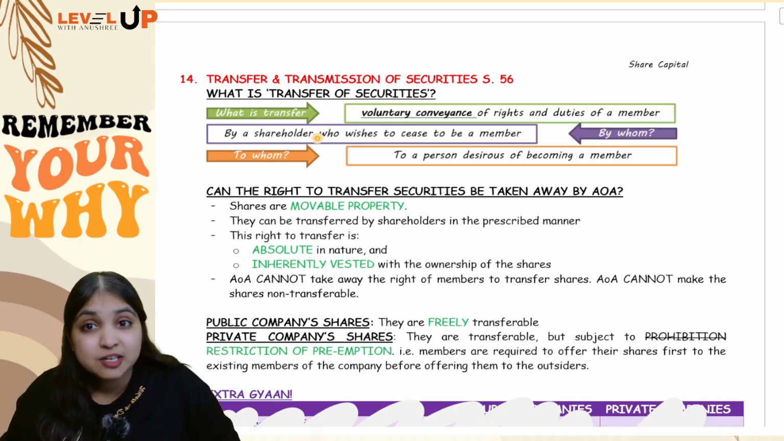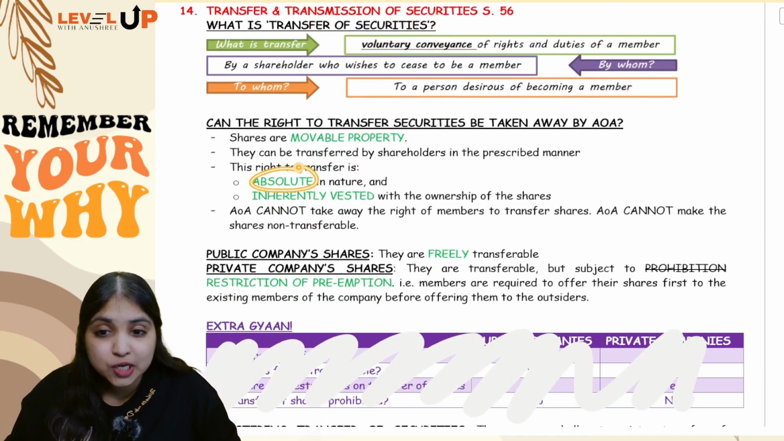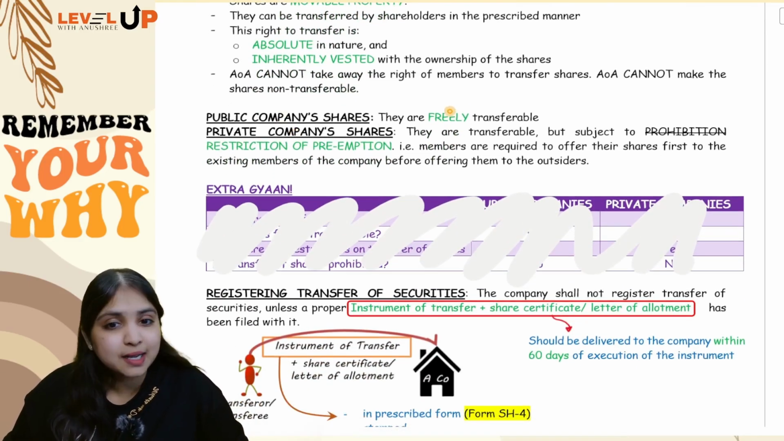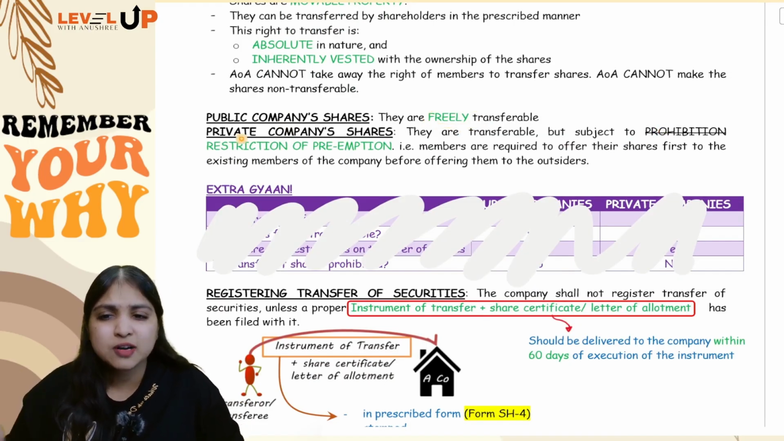Now can shares be transferred? Yes, they are movable, they can be transferred. The right to transfer is an absolute right, it's an inherent right. AOA cannot take away this right from us. If it's a public company, shares are freely transferable. In a private company, also shares are transferable, only that there is a restriction.